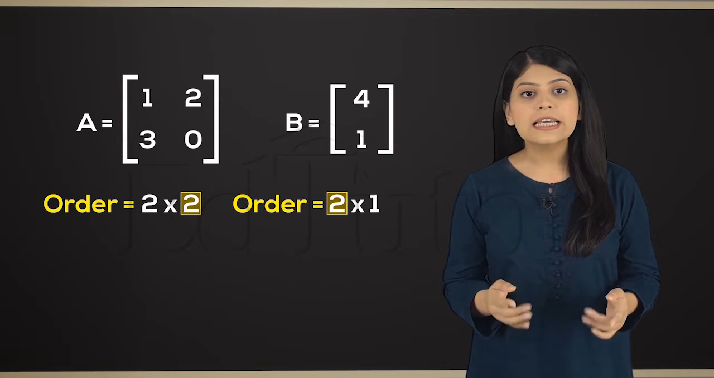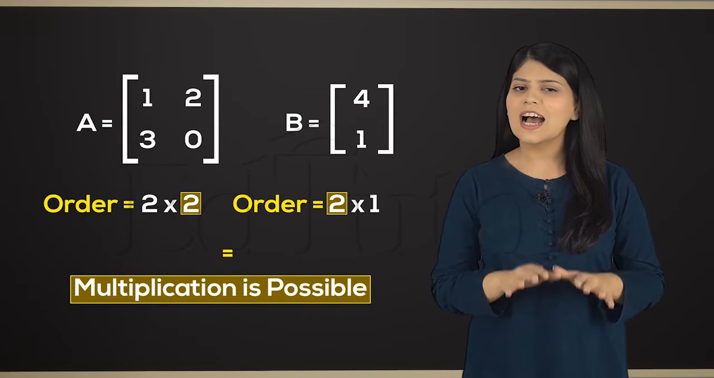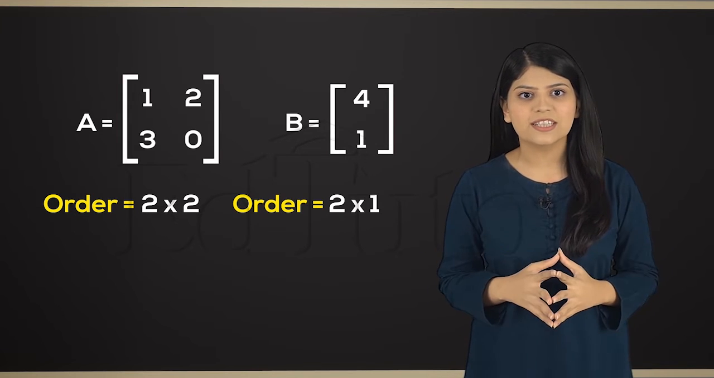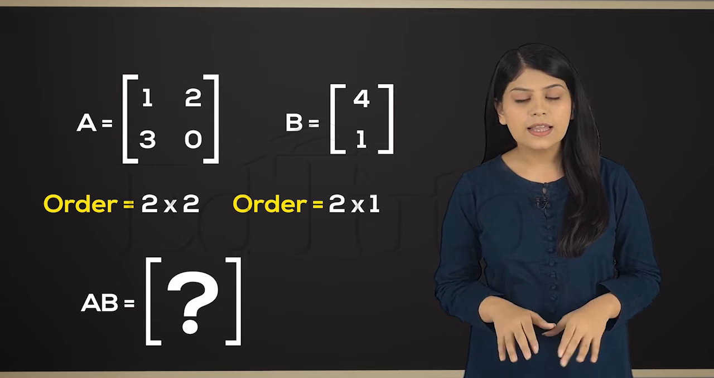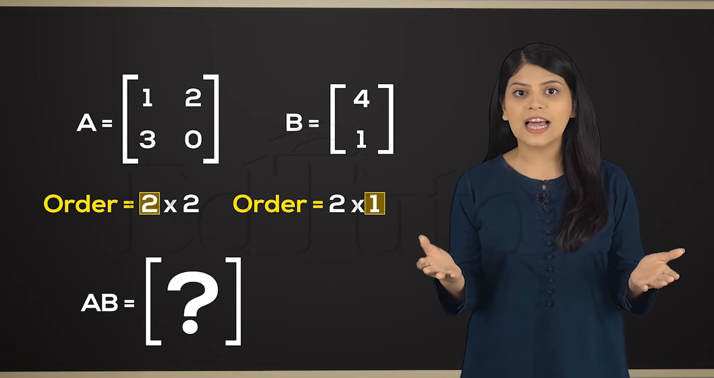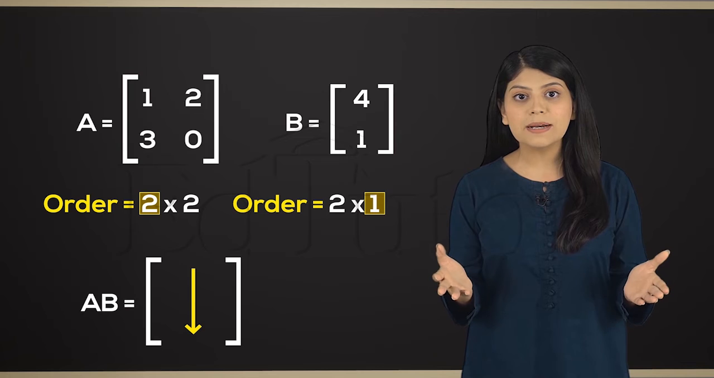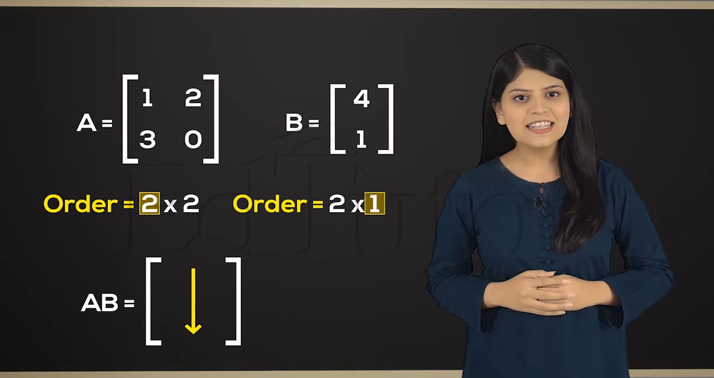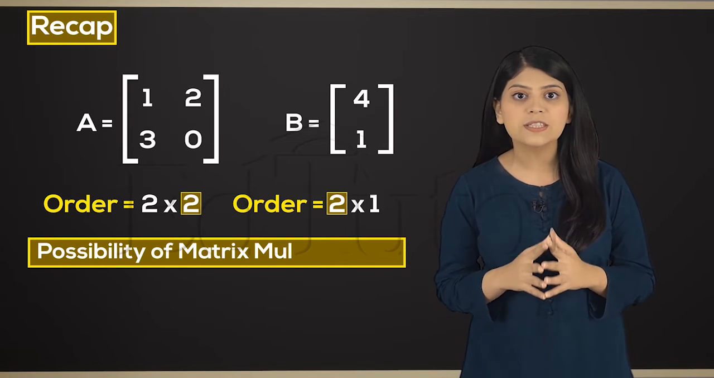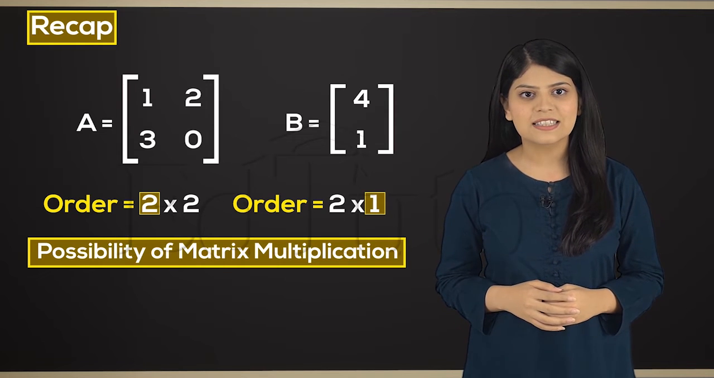After writing the orders, if the second and third numbers are equal, then the multiplication is possible. Otherwise, it is not. This method is preferable because it gives some extra information. If you are to find AB, then by looking at the first and fourth number of the orders, you can predict how AB will look like. Here, matrix AB will have 2 rows and 1 column after the multiplication. Interesting, right? To recap, the second and third numbers show the possibility of matrix multiplication, while the first and fourth numbers give the order of the resultant matrix.